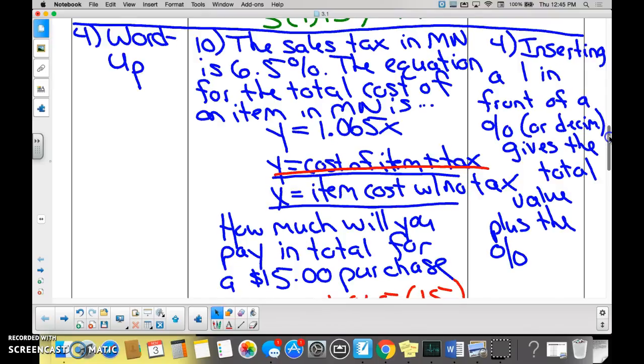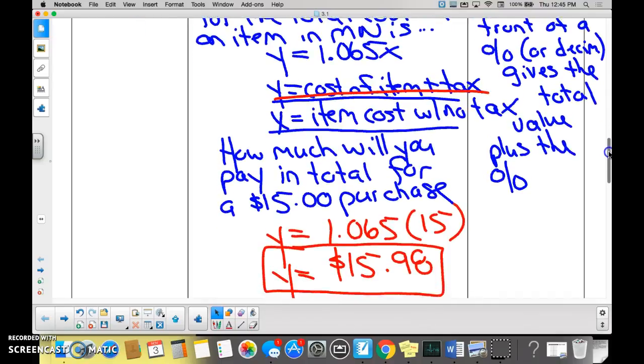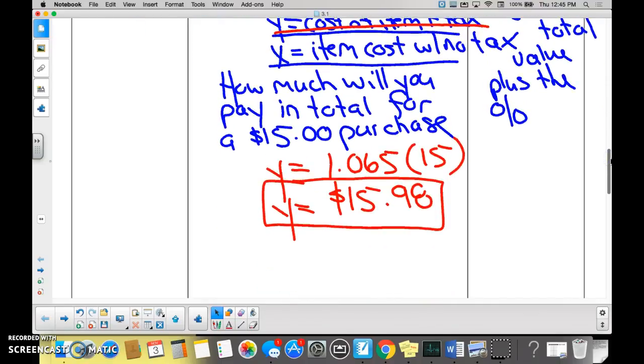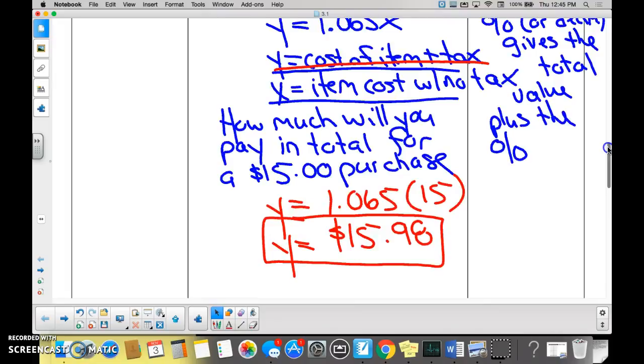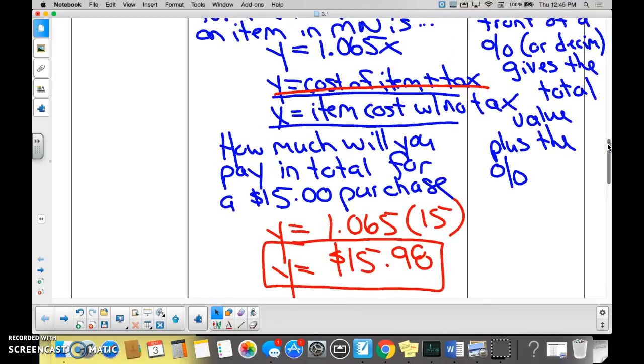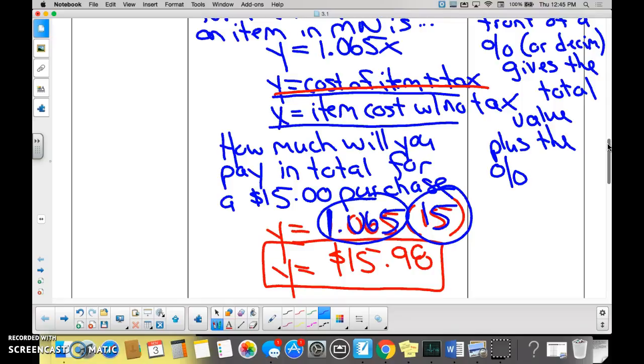So in our problem down below, we had a $15 purchase. We plugged in, you with me? We plugged in $15 for x, so our input was 15. We multiplied by the sales tax, which is 6.5%, plus we have to make sure we include the 15. That's where the 1 comes from. The 1 represents the 15. The sales tax represents how much we're taxing on that $15. And then we're spitting out the output, which is going to be $15.98.